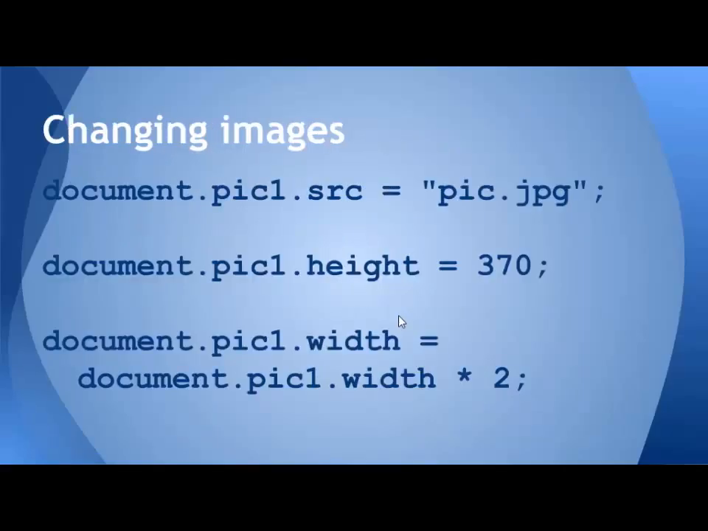We also did a little bit of this, but say when they click on a picture, you want to change the picture to something else. I think we did this in our quiz program. You can say document.pick1 perhaps is the name of the picture, and then you can change the picture source, and that redoes the picture. You can change the picture's height. You can double the size of the picture. All these can happen dynamically in your JavaScript program.